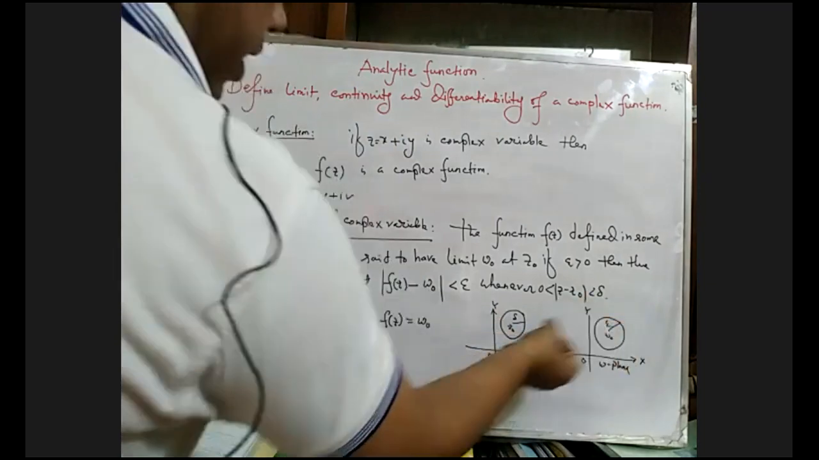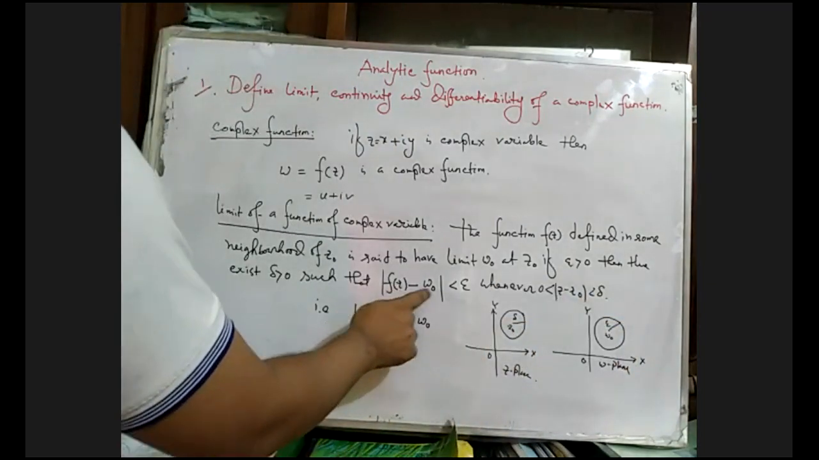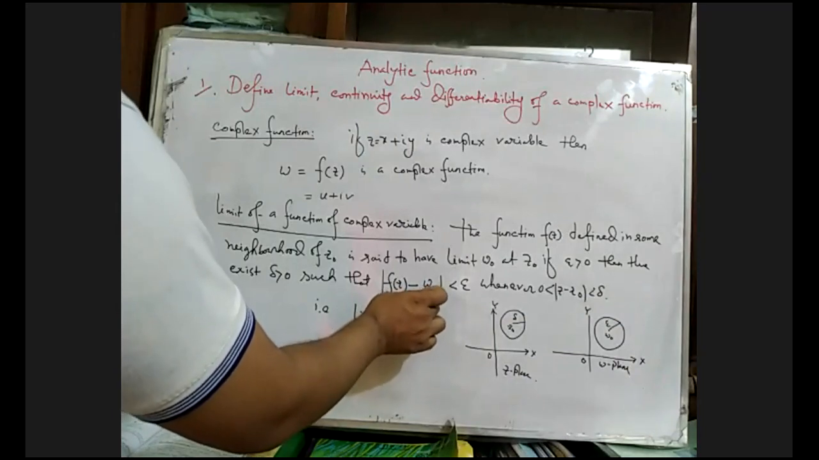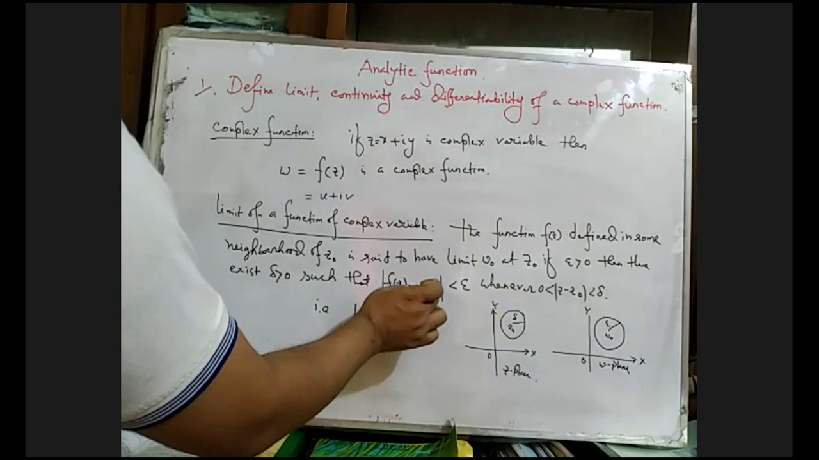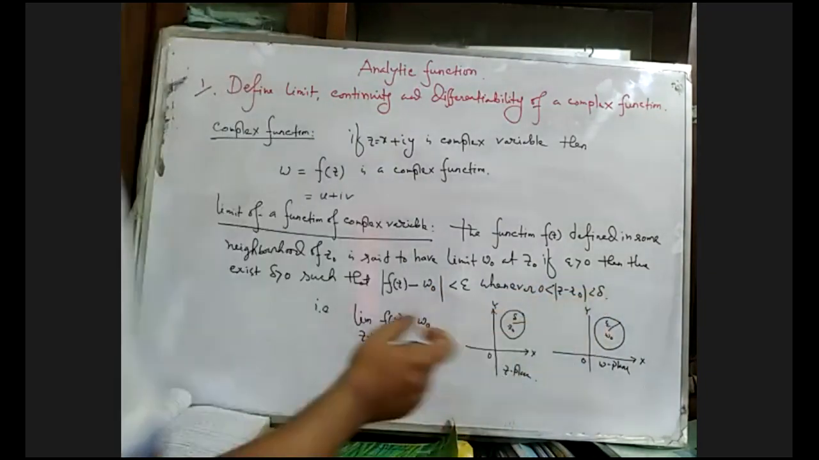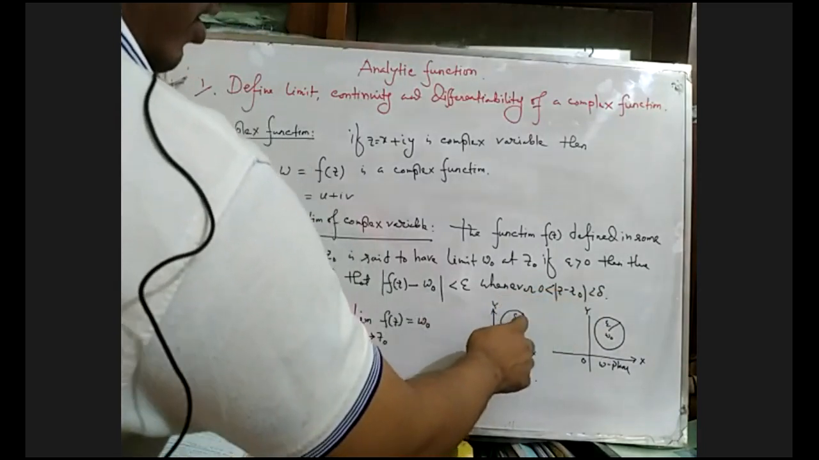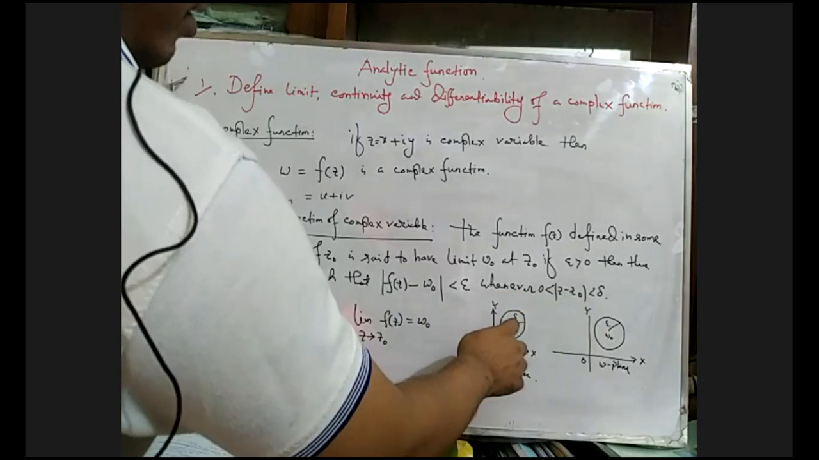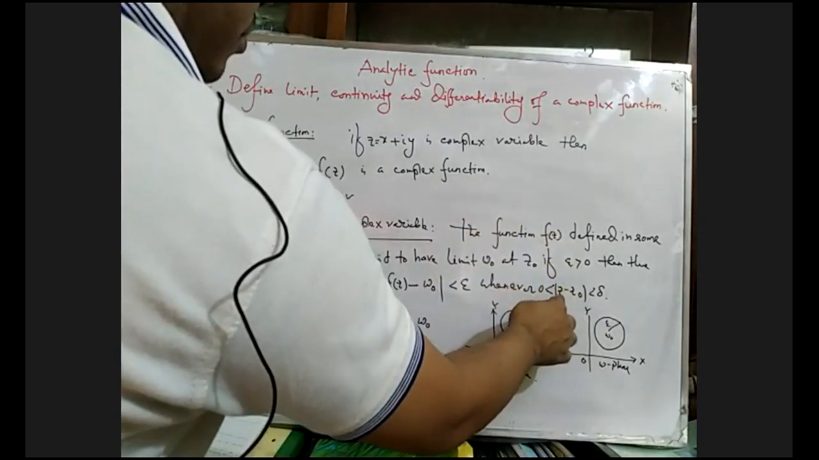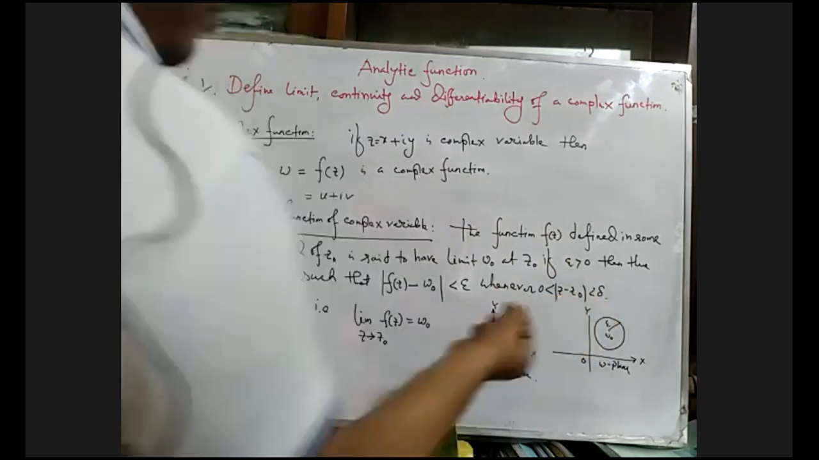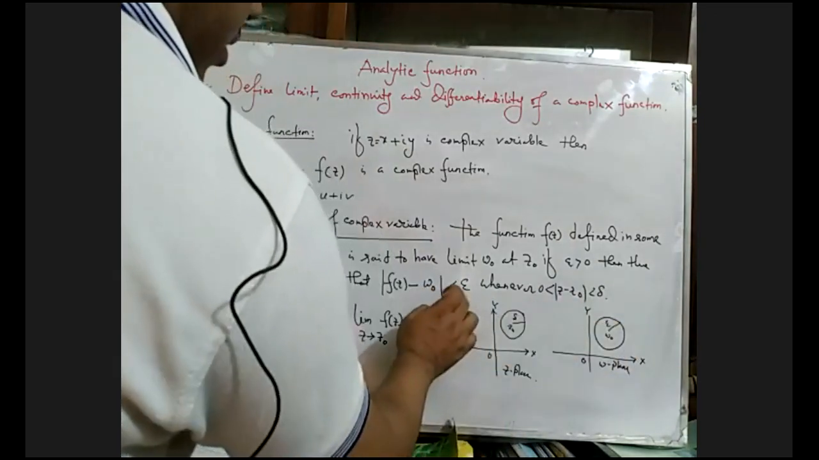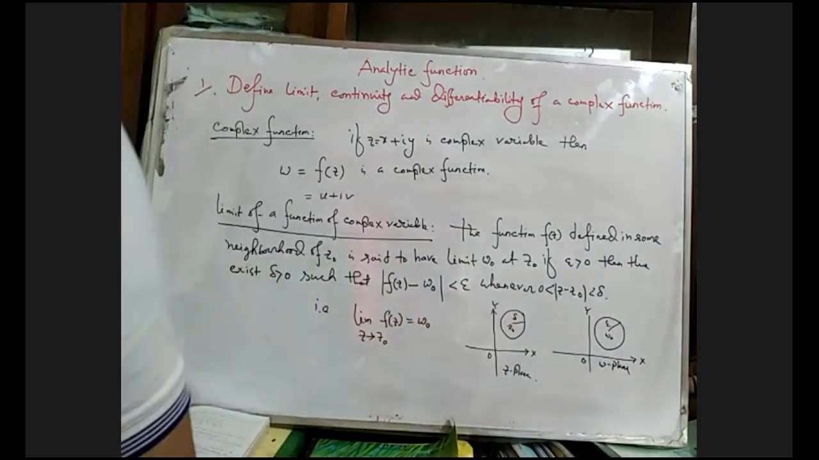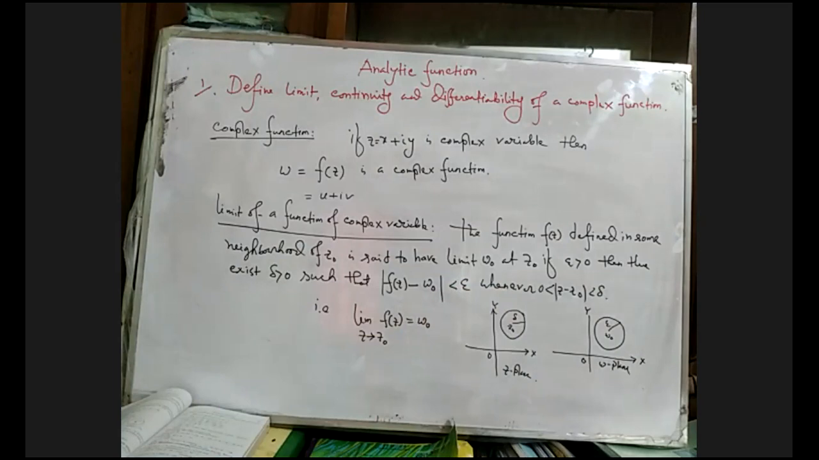So for every epsilon, we get a positive del. That means the distance between f of z and w naught is very small but positive when this condition is satisfied. This is the functional difference, and this is the point difference, z minus z naught. There are many z values, but z naught is the center. If the distance between every value of z and the center is less than del, then the functional difference will be less than epsilon, which is very negligible and positive. Understand, everybody?